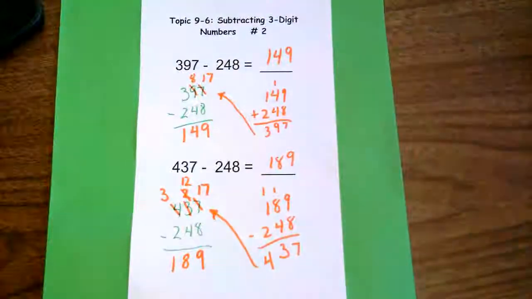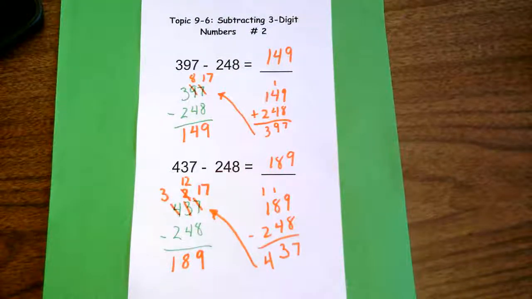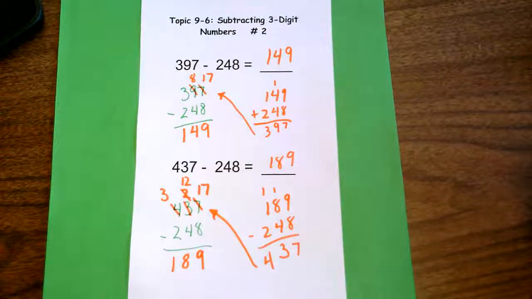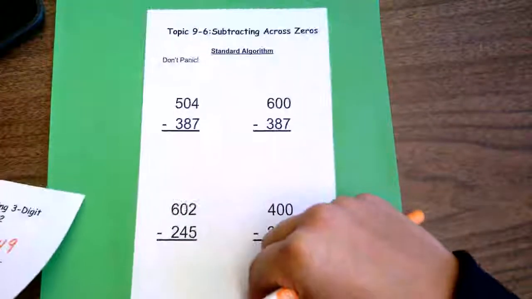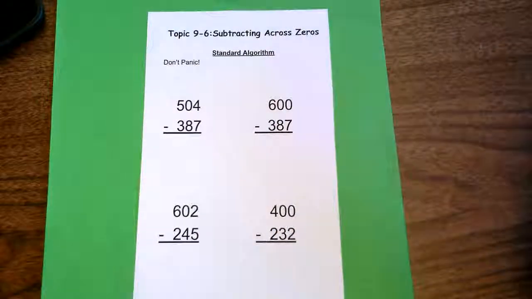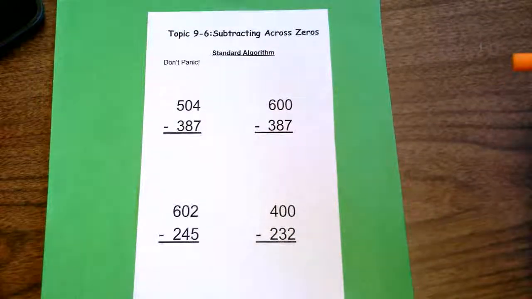So at this time, if you feel like you're ready to go try some in the workbook, go for it. If at any point you get stuck, though, come back for another video or find your teacher for some more help. The next video we're going to do is 9-6, subtracting across zeros. So if you want, come meet me back here for this video.